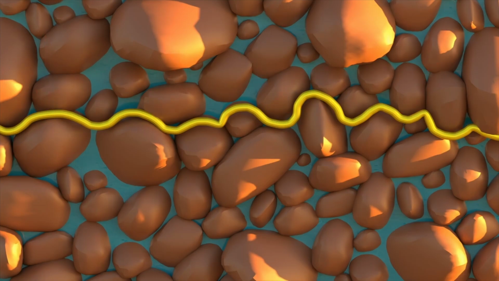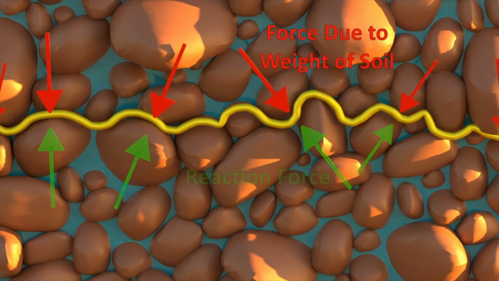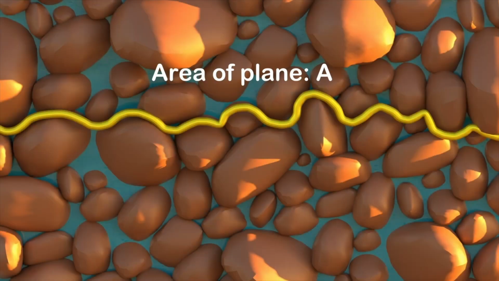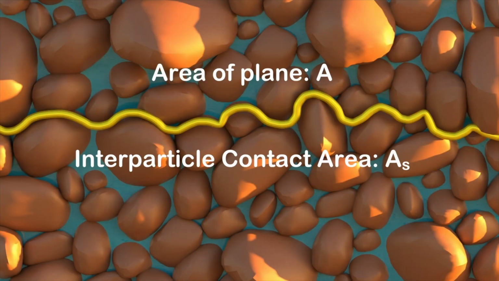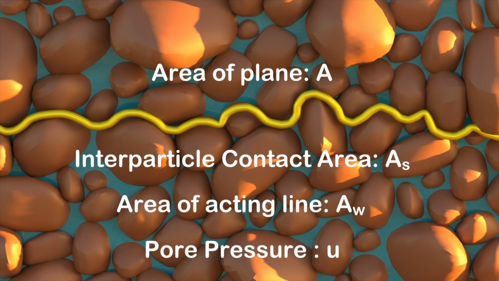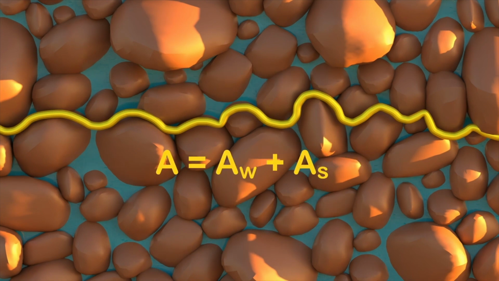The inner particle contact forces, which are random in magnitude and direction, can be resolved to obtain their upward vertical components normal to the plane. Let the area of the plane be equal to A. The inner particle contact area is A_S, and pore pressure is lowercase u, acting over an area A_W. Then you have total area as A_W plus A_S.